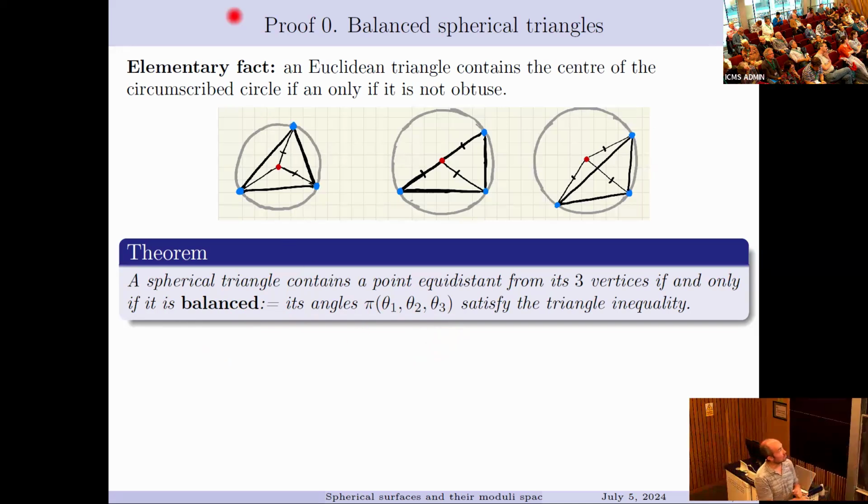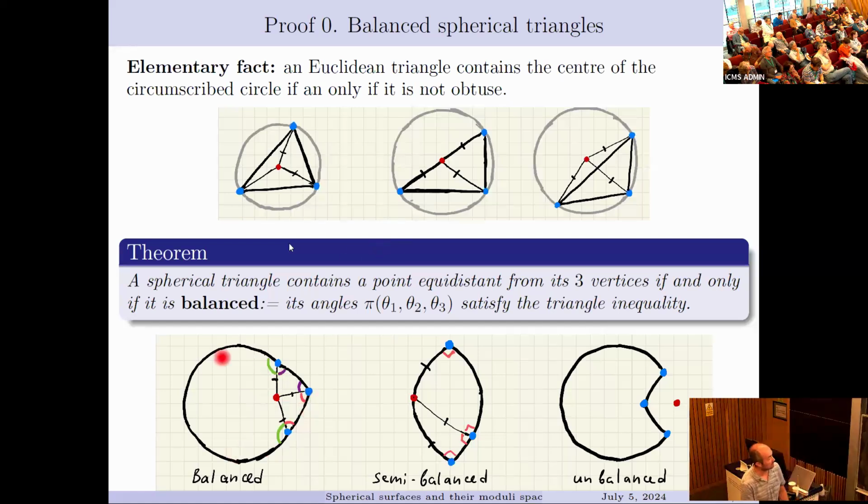And the first ingredient of the proof of the theorem is this: if you take a spherical triangle like this, then it contains a point which is at the same distance from its corners if and only if the triangle is balanced. So this is the first result, and somehow you have a proof here, more or less, on the board. So this is the first hero of this proof: balanced triangles.